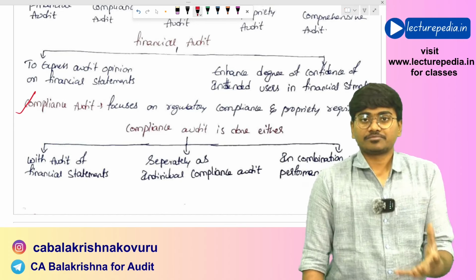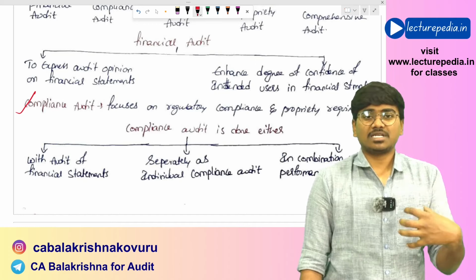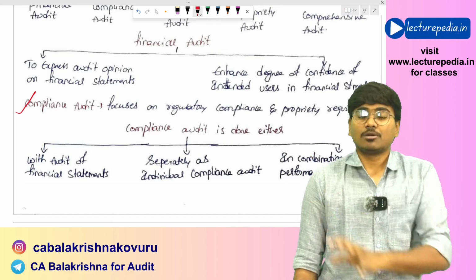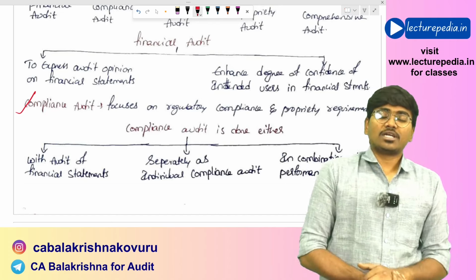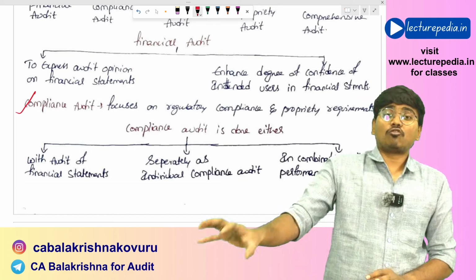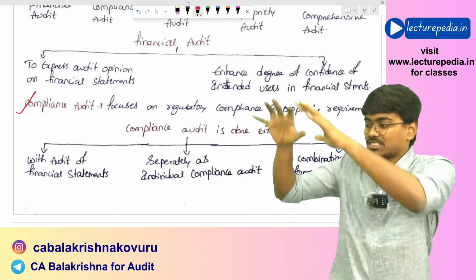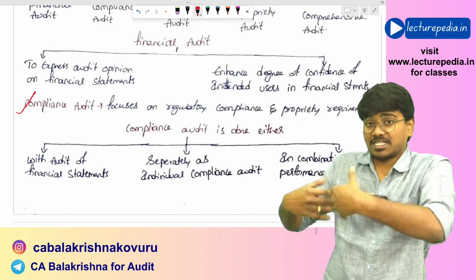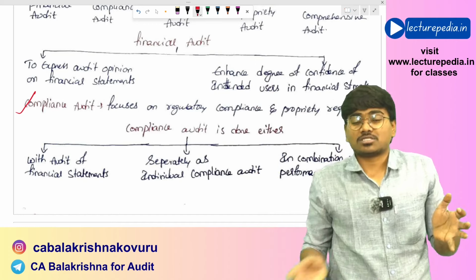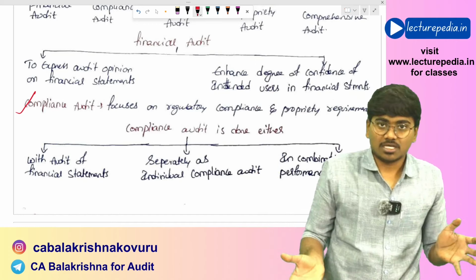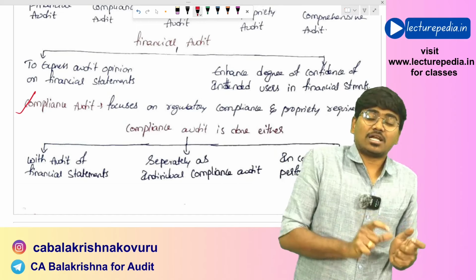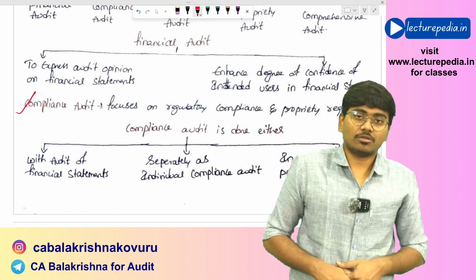Let's say this compliance audit can be conducted either individually or along with financial audit or along with performance audit. For example, the auditor has been appointed to check whether the entity is complying with all environmental laws. Now here there are certain environmental laws. The auditor is checking whether the organization is complying with all these environmental laws. This is compliance audit. Here environmental laws are the criteria. You are checking whether the organization is complying with these environmental laws or not.